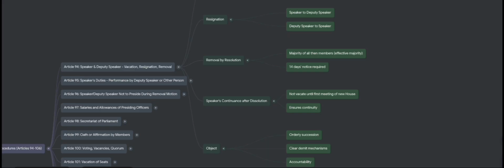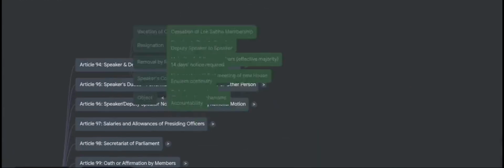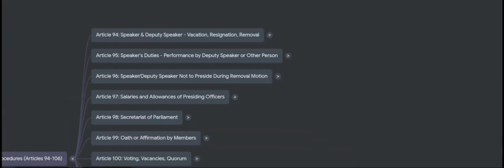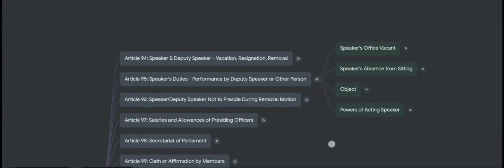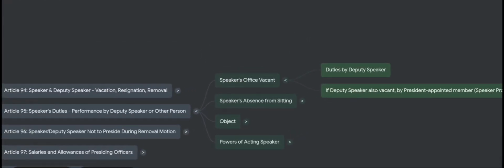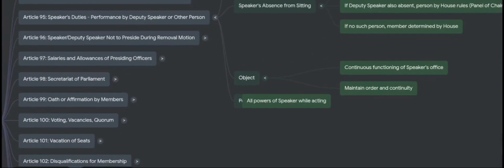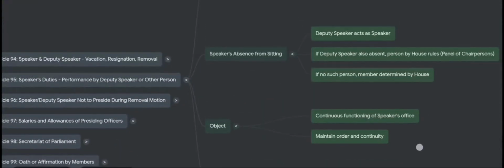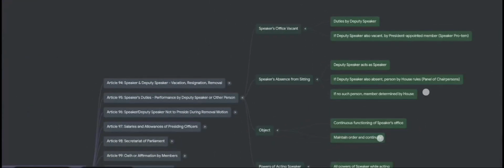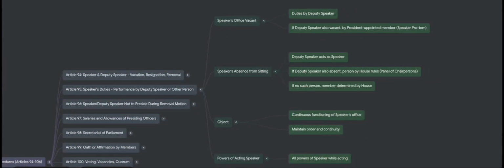Right, building on that theme of continuity, Article 95 feels like a meticulous contingency plan. It ensures the chair never stays empty. Whether the Speaker is simply absent for a few hours or the office is completely vacant, there's always a protocol in place. You're right. It's incredibly robust. This article is a testament to the foresight of our Constitution makers in guaranteeing uninterrupted parliamentary proceedings. The objective is clear: prevent any disruption due to the absence or vacancy of the Speaker, ensuring continuous legislative work.